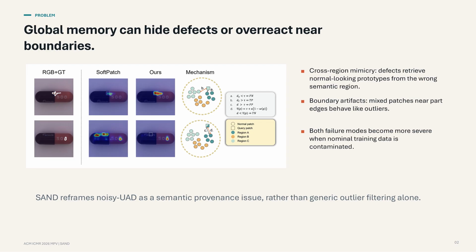The first is cross-region mimicry. A defect in one component may retrieve a normal-looking pattern from another component. This suppresses the anomaly score and may cause misdetection. The second is boundary artifacts. Patches near object boundaries may mix foreground, background, or adjacent parts. These mixed patches can behave like outliers and cause false alarms. SAND treats both cases as a loss of semantic provenance.